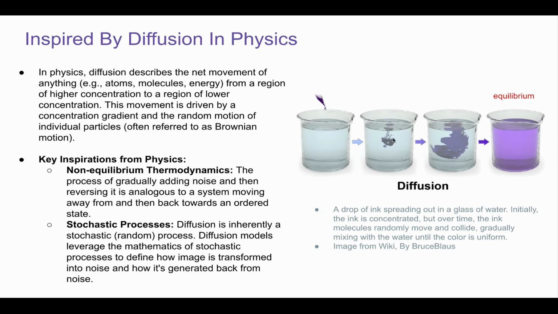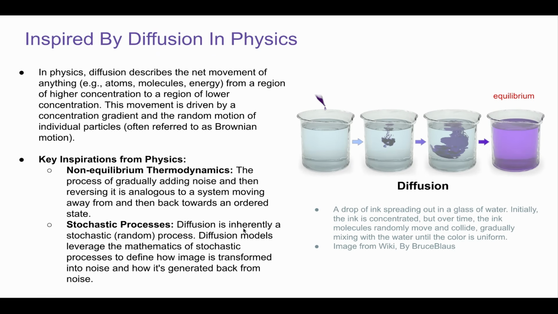Initially, the ink is concentrated, and then the ink molecules randomly move and collide, gradually mixing with the water until the color is uniform, and we reach an equilibrium state. So the key inspiration from physics is that the original DDPM paper studied non-equilibrium thermodynamics. The process of gradually adding noise and then reversing it is very similar to a system moving away from and then back towards an ordered state, just like this.